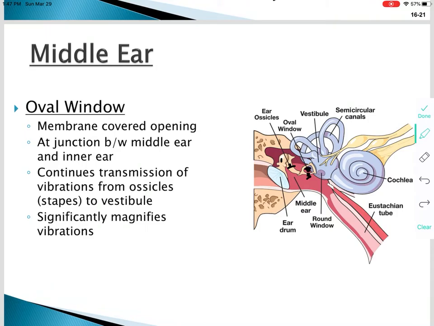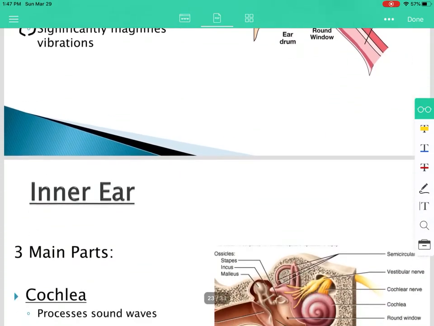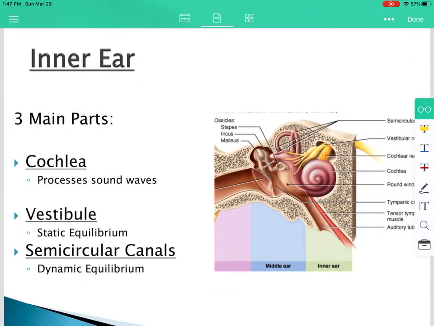It will continue the vibrations from the stapes to the inner ear, where our first inner ear structure is going to be the vestibule. But importantly, the oval window not only transmits the vibrations, it significantly magnifies them, even up to 10 times, if not more. So it amplifies those vibrations as they're about to enter the inner ear.